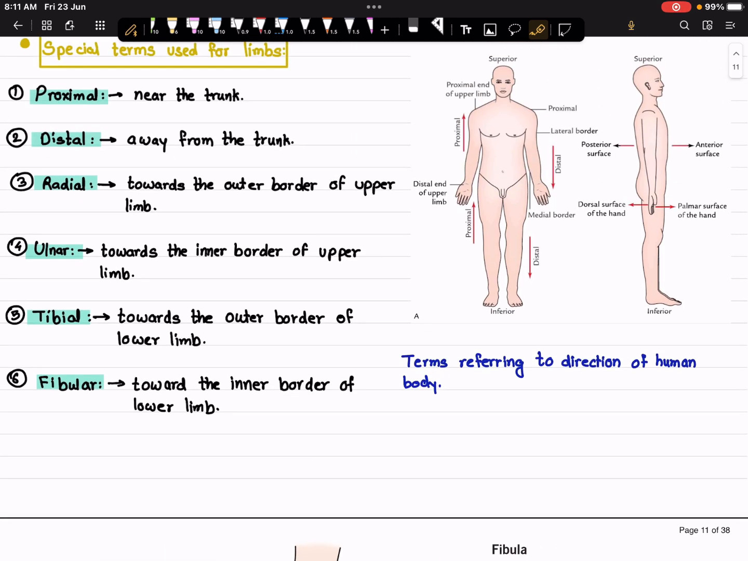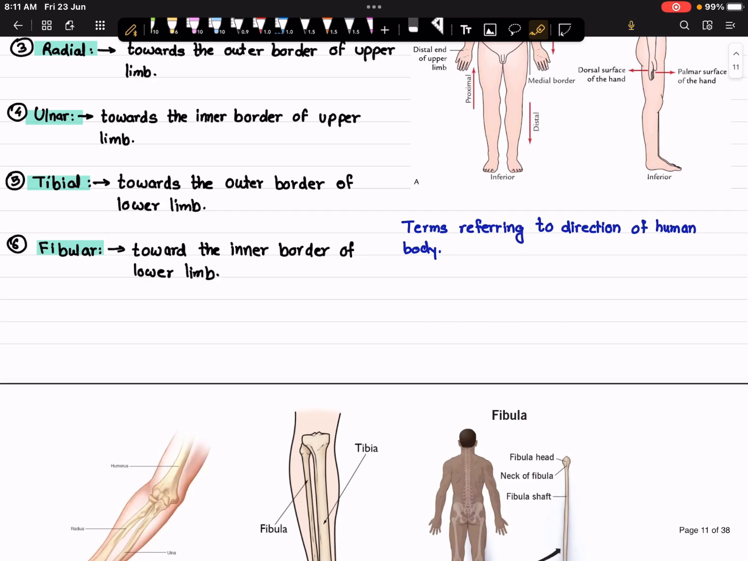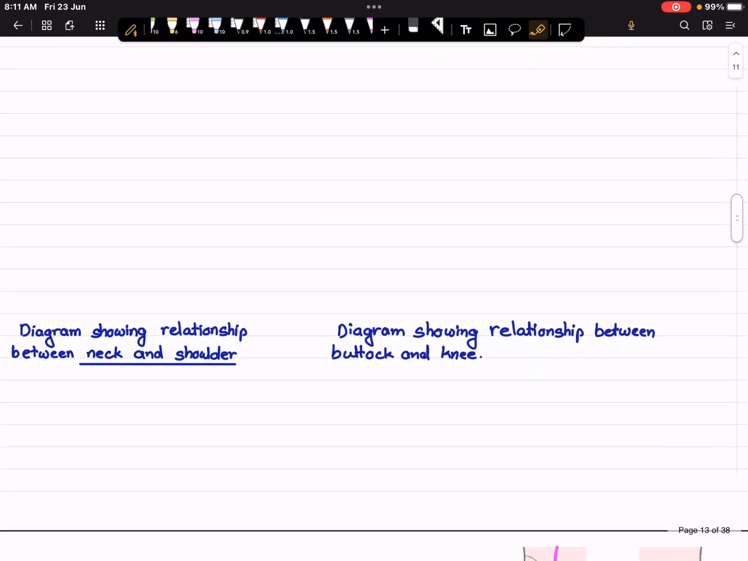Until now, make it pretty much clear that radial is towards the outer border of the upper limb, and tibial is towards the outer border of the lower limb. Ulnar is towards the inner border of the upper limb, and fibular is towards the inner border of the lower limb. Hope this is pretty much clear. Now moving further.